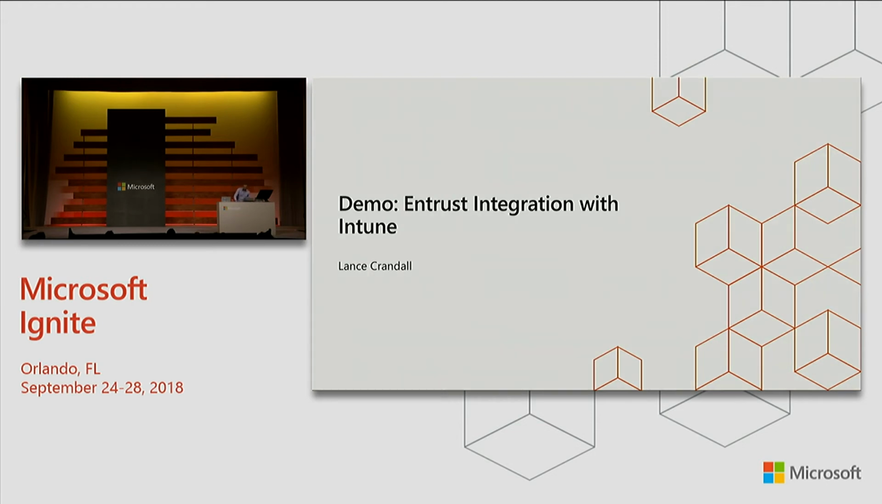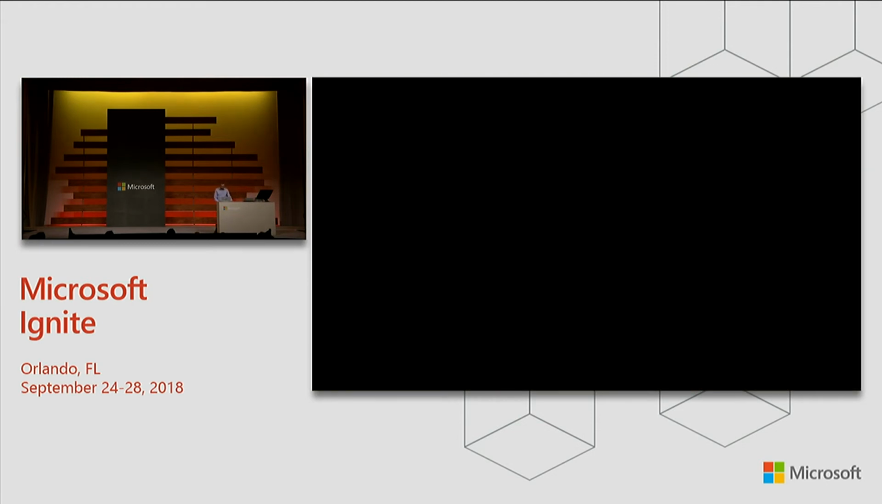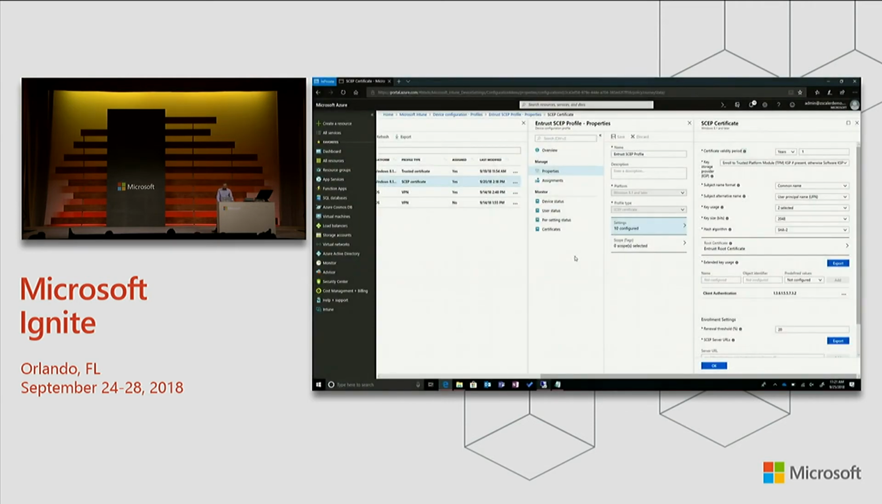Okay, perfect. Anyway, you didn't miss much. Basically, I just browsed over to the device configuration profiles, and I'd already pre-created this Entrust profile, and you can kind of see the options here. So I can pick what I want my subject name to be, my subject alternative name, key size, et cetera, and then also extended key usage.